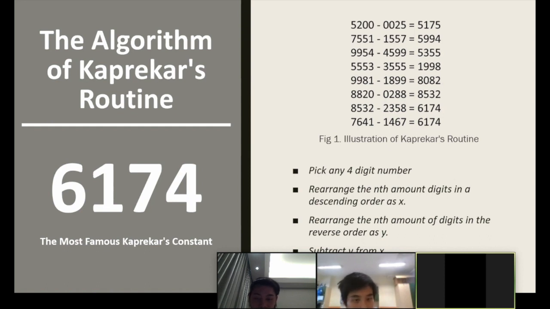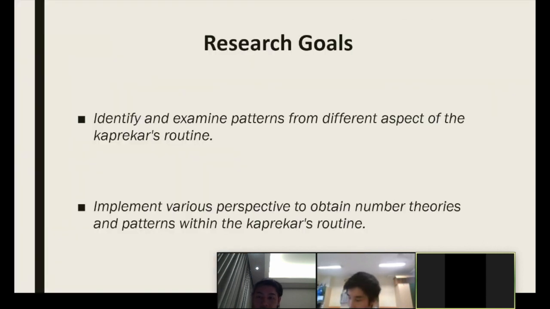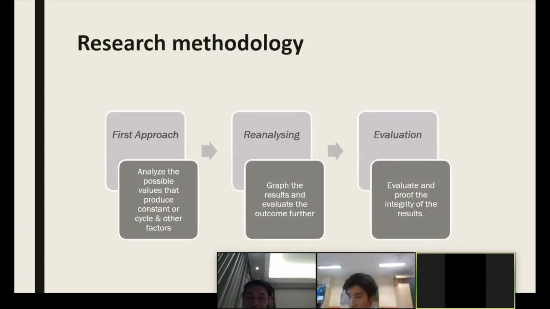However, the process can be done for other numbers of digits, but it might reach a loop instead of a constant. So first of all, our goal here is to identify the patterns within the Kaprekar routine, and from that we also obtain the number theories within it. First, we analyze the constant and the possible results it produces from the Kaprekar routine, and from that we graph out a result and evaluate it.